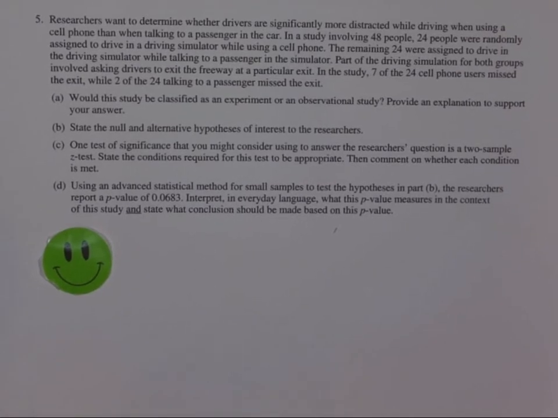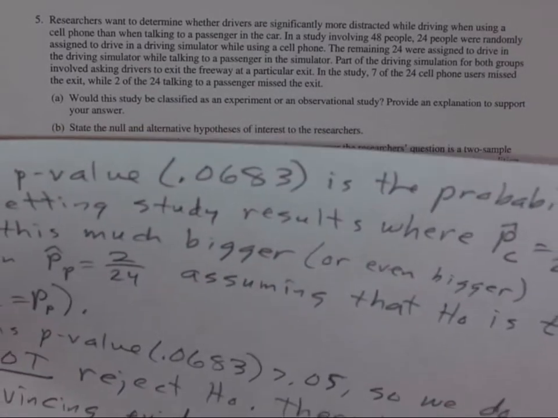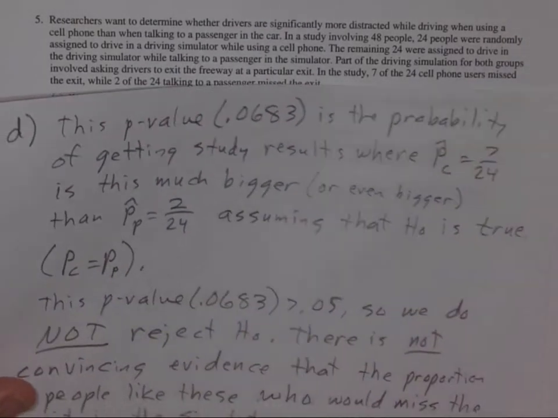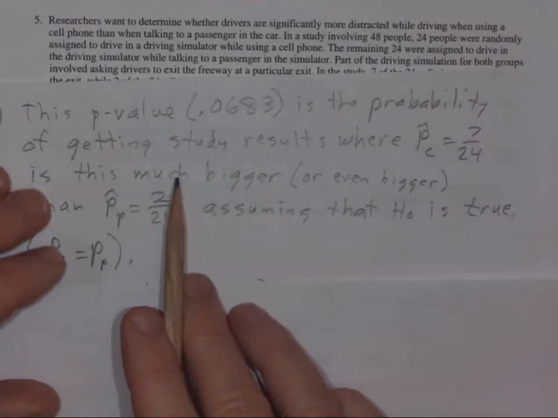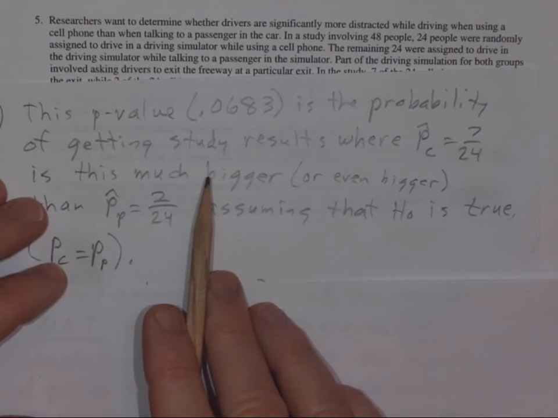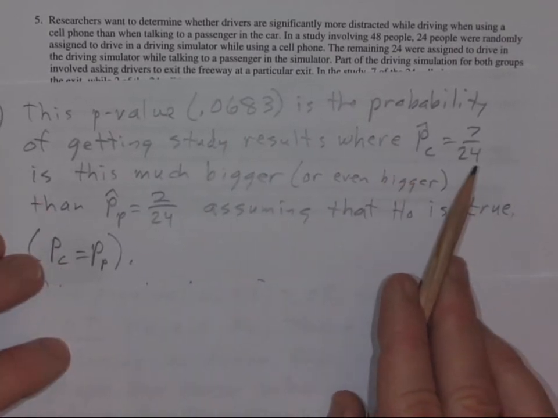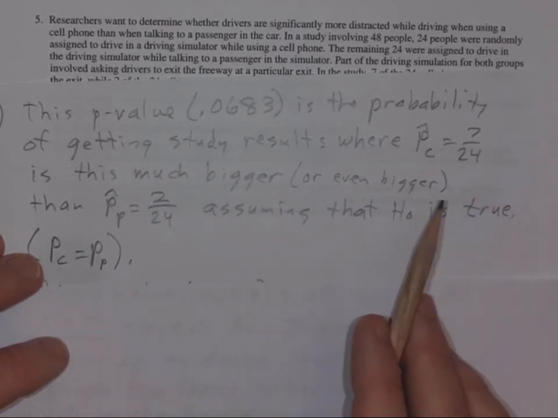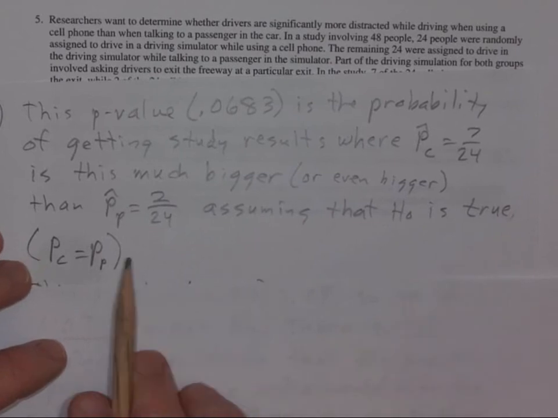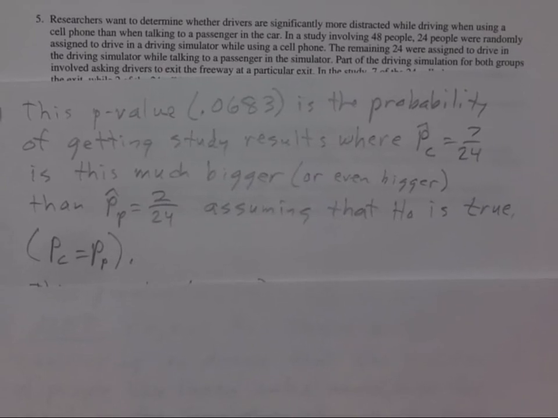But you can't just say it like that. You've got to say it in context. And that is what I have done right here. This p-value is the probability of getting study results where the p-hat sub c is that much bigger or larger, because that's what the alternative said, assuming the null is true, that p sub c is equal to p sub p. And so that is describing the p-value as a conditional probability.